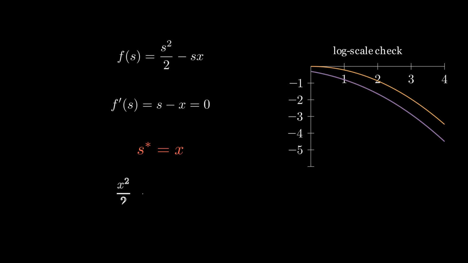Differentiate the exponent, s squared over 2 minus sx, with respect to s. The derivative is s minus x. Setting this to 0 yields the optimal parameter, s star equals x. Substituting back, the exponent becomes x squared over 2 minus x squared, which is negative x squared over 2. The Chernoff bound is therefore: Q of x is at most e to the minus x squared over 2.